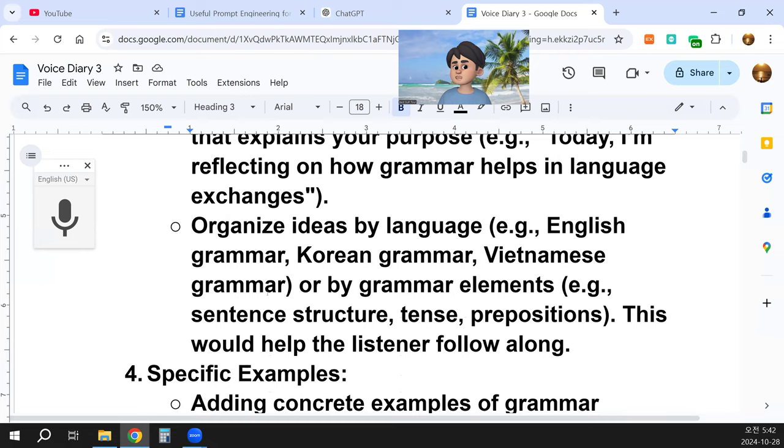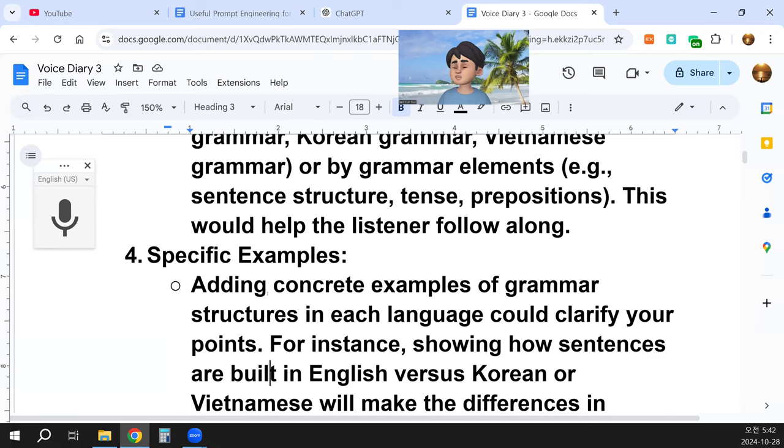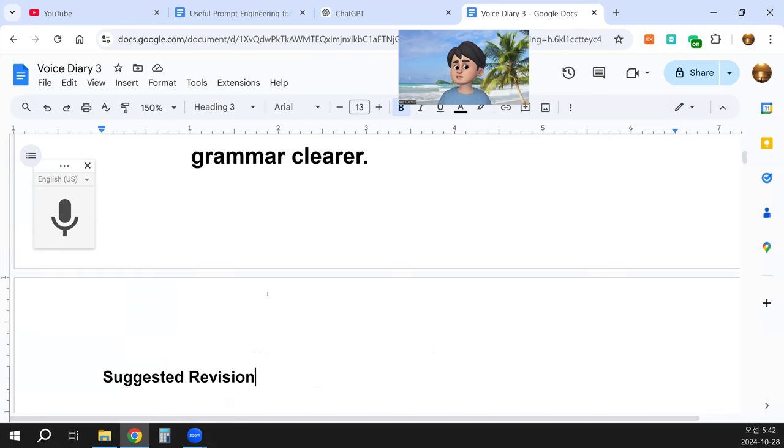Specific examples: add concrete examples of grammar structure and niche languages to clarify your point. For instance, showing how sentences are built in English versus Korean or Vietnamese will make the difference in grammar clear.